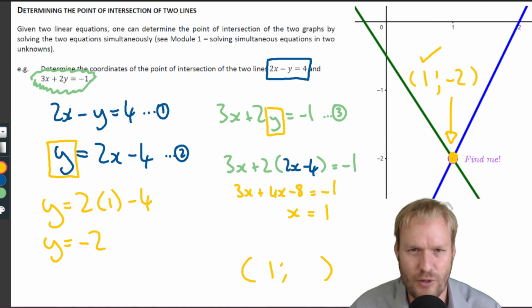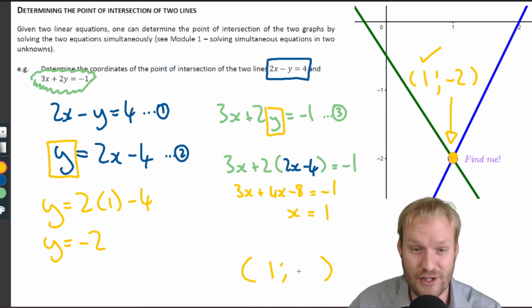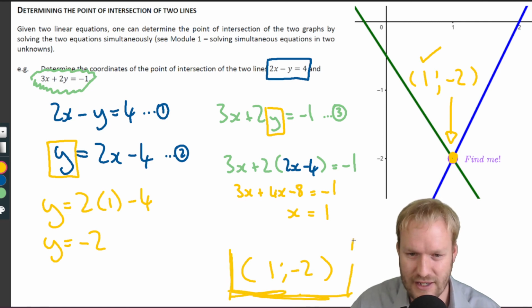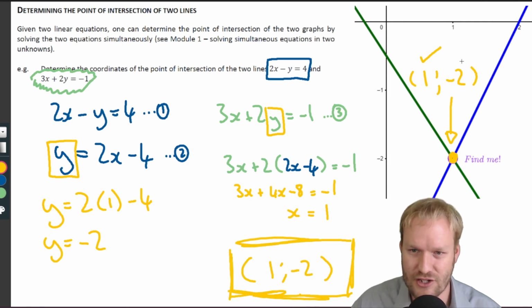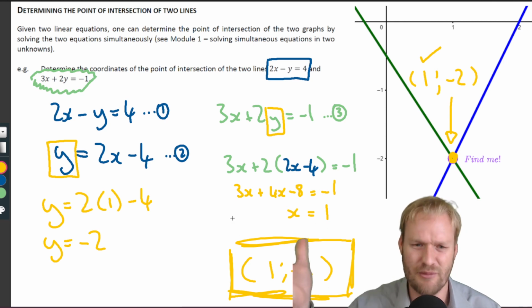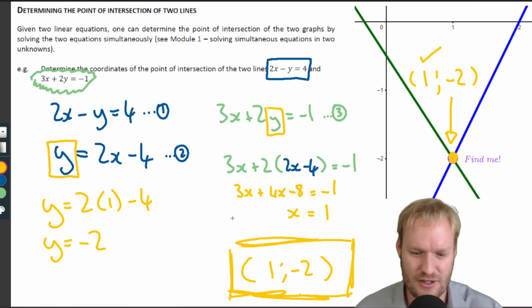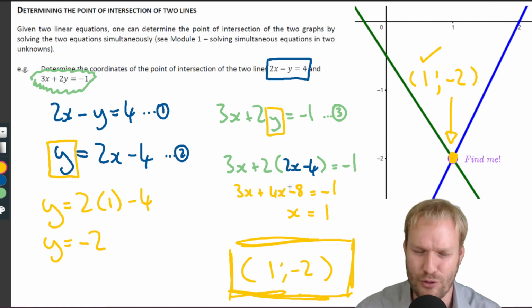Now notice the way that I'm finishing off the question is to go, not just x equals 1 over there randomly, y equals minus 2, but the point is that we found a point, 1, minus 2. That's what we found as our point of intersection, not just a random x value and then a y that's not linked to it. These two things go together. It's 1, minus 2. That's 1 point. Okay, so that's simultaneous equations and point of intersection.